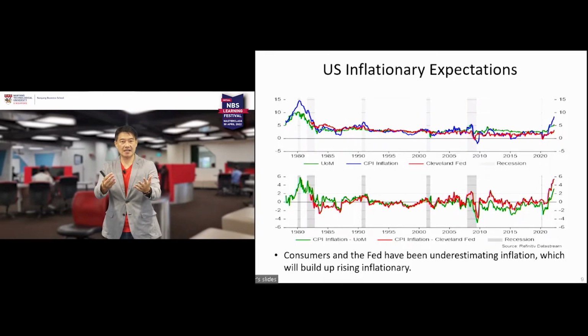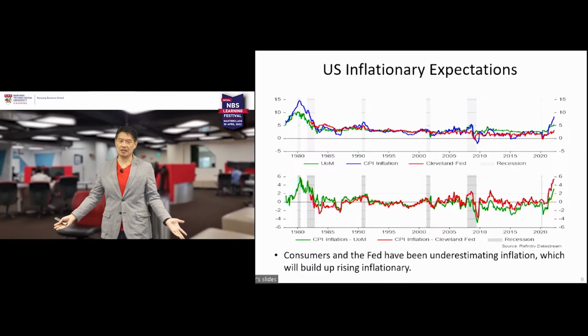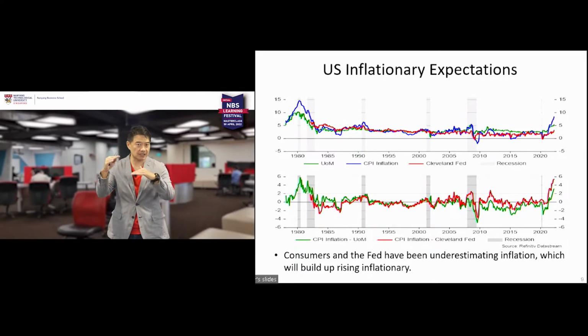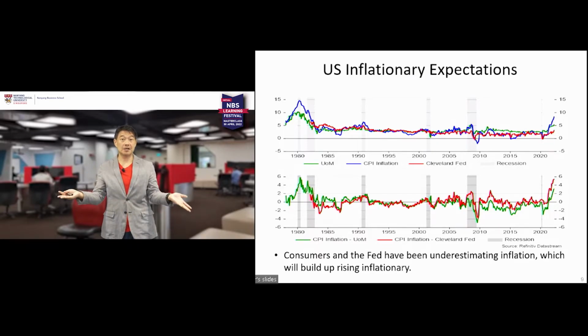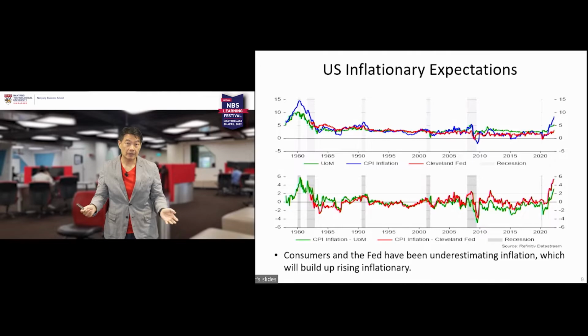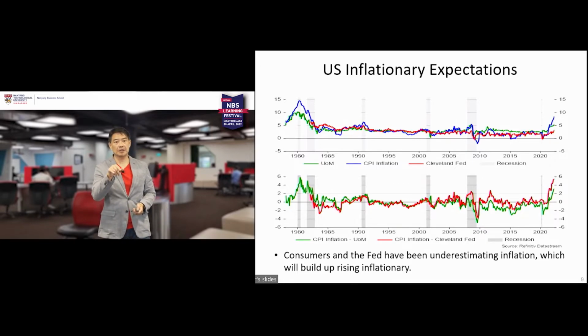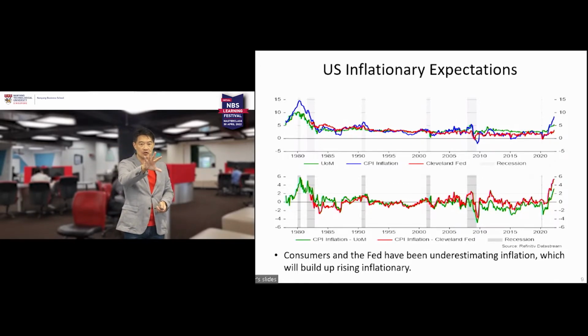Now, when they overestimate inflation, then inflation will be relatively subdued because inflationary expectations come down. So you notice why inflation has been so subdued in the last 30 years is because consumers have been overestimating inflation.